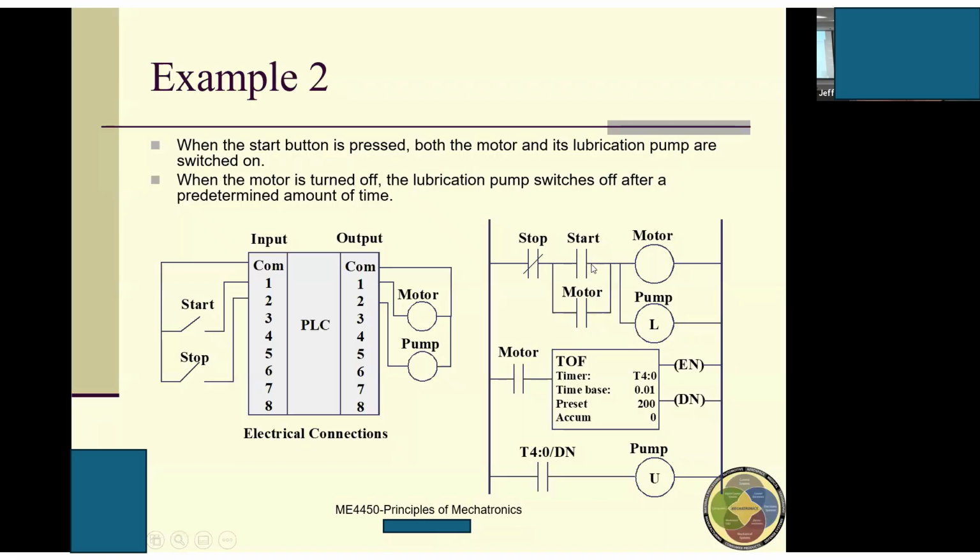If I press the start button and then I release it, the motor will be energized, because this input instruction and this output instruction are sharing the same address. If this guy is true, this guy will be true. So my motor can go this way up. As a result, the motor will be turned on and will remain on. Okay? Both the motor and its lubrication are switched on.